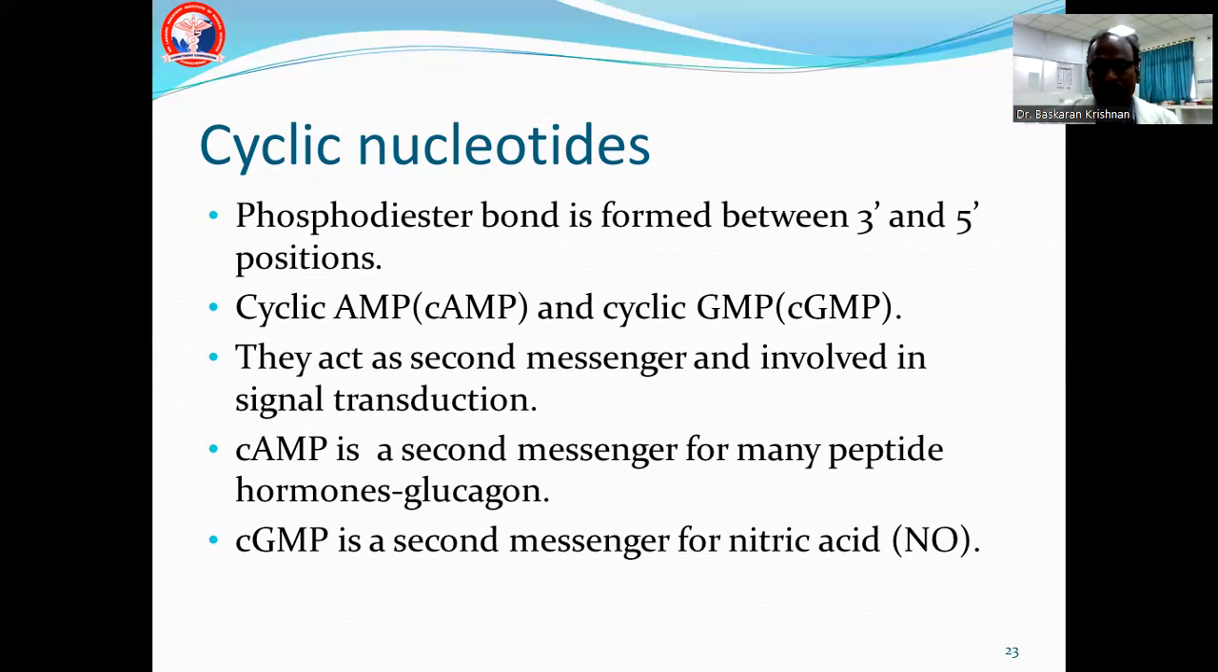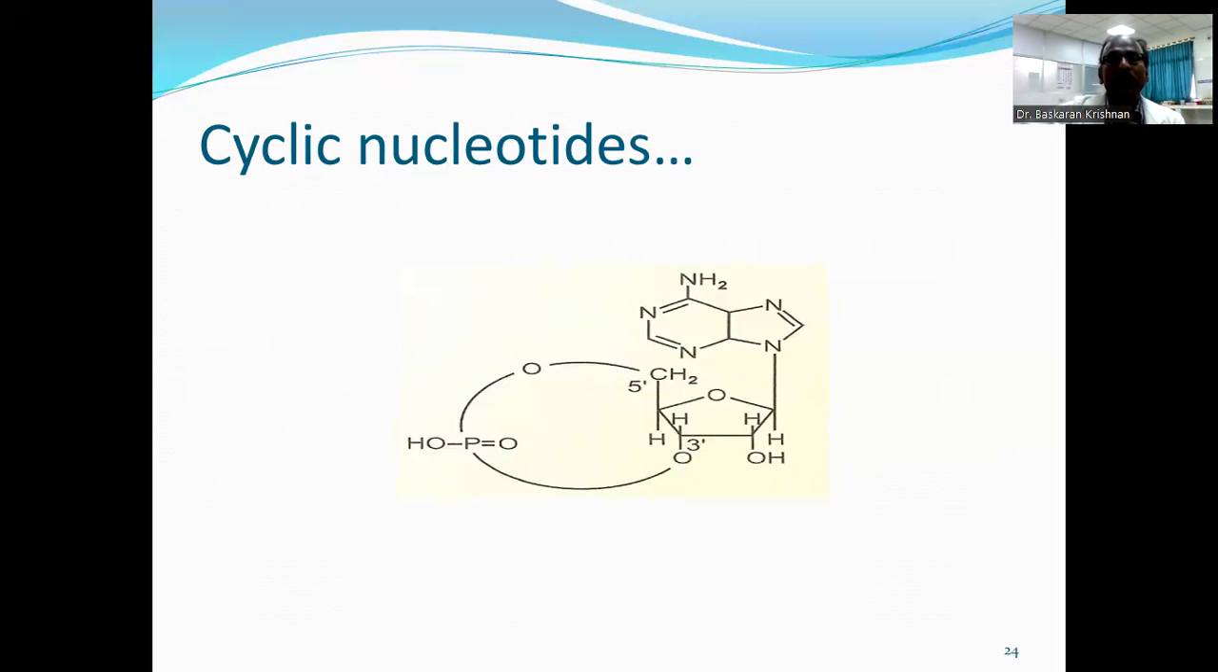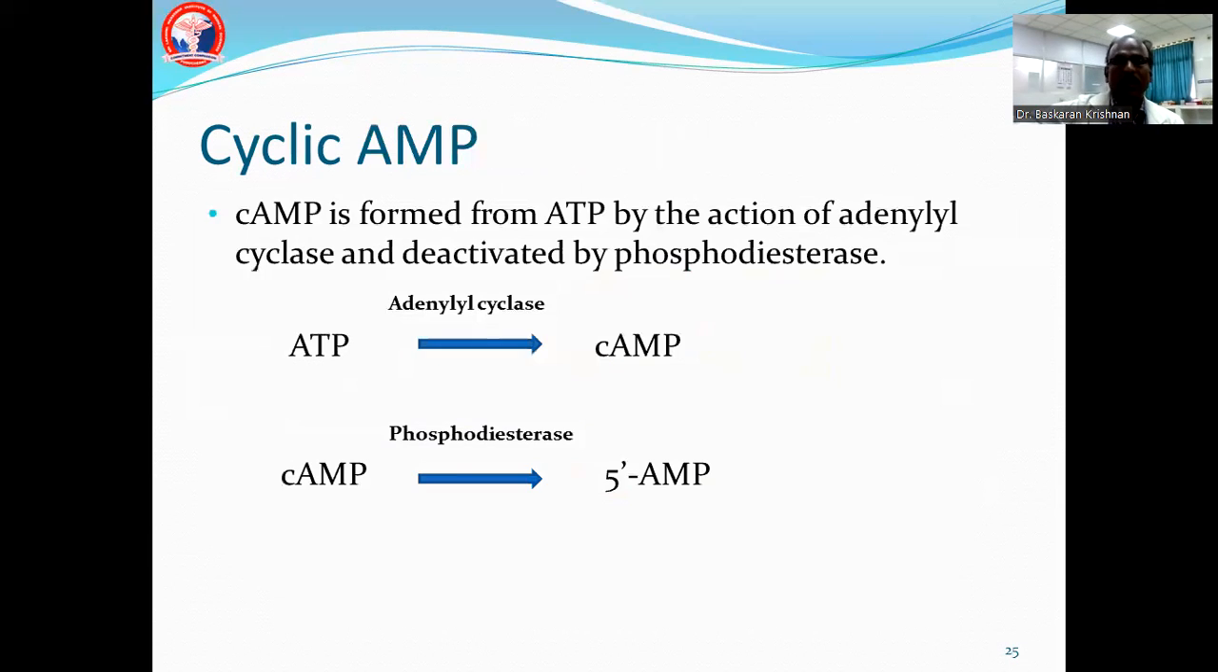Cyclic AMP is a second messenger for many peptide hormones. For example, glucagon action is mediated by cyclic AMP. Cyclic GMP is a second messenger for nitric oxide and also atrial natriuretic hormone. This picture shows the cyclic AMP structure. The internal phosphodiester bond is between the 3 prime and 5 prime positions. How is cyclic AMP formed? It is formed from ATP by the action of adenylate cyclase, and is deactivated by phosphodiesterase.